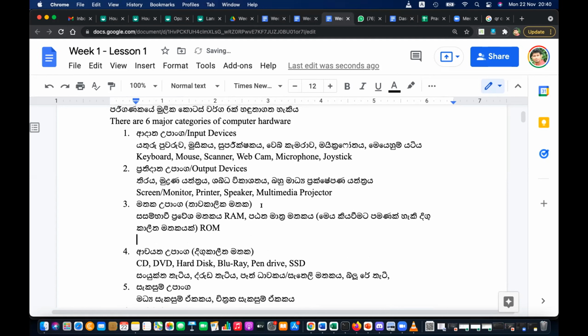So then the third category is memory. Main memory. One is random access memory, or the main memory. This is temporary storage. It's a volatile memory. Volatile means temporary, like us, we forget after a while, right?